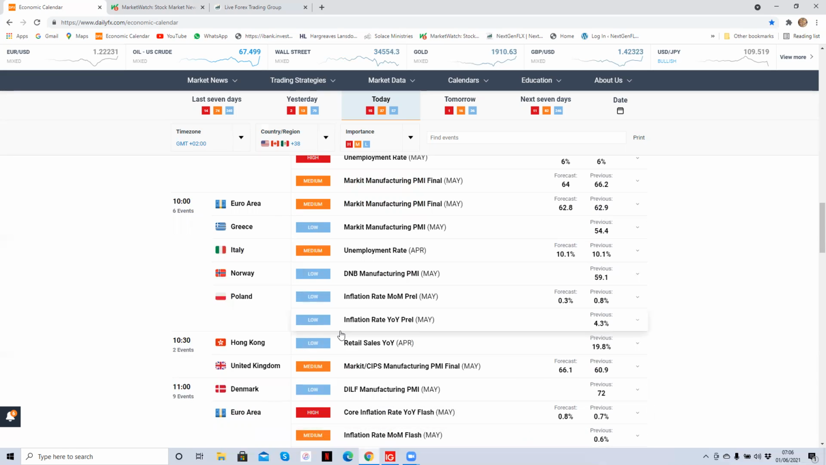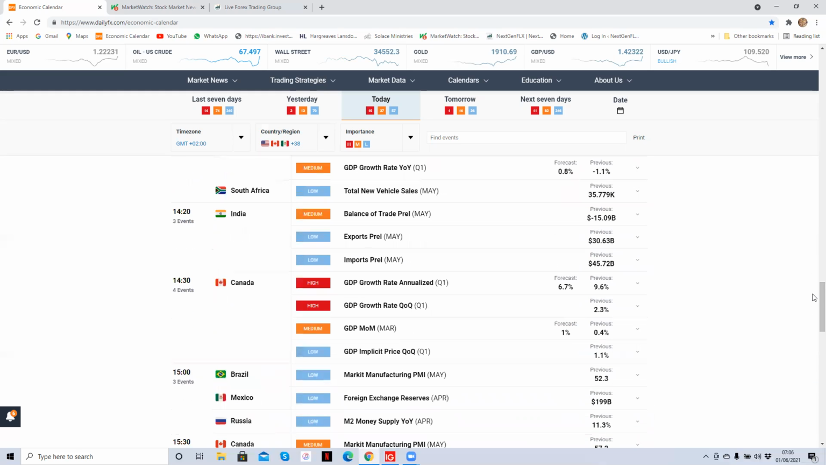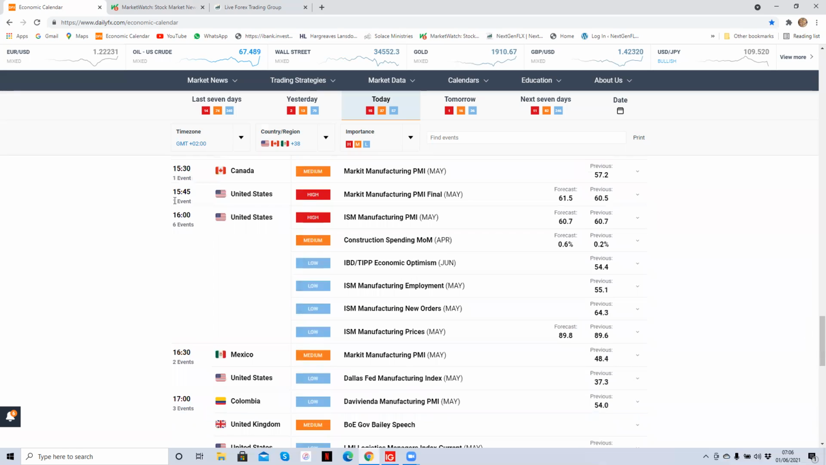So these two reports are of huge significance in relation to the Euro US dollar, and they are way more important than the US report later on at 3:45 and 4 p.m. Although this report at 4 p.m. from the United States is the last report of high importance, and ideally you want to avoid trading prior to the last report of high importance.